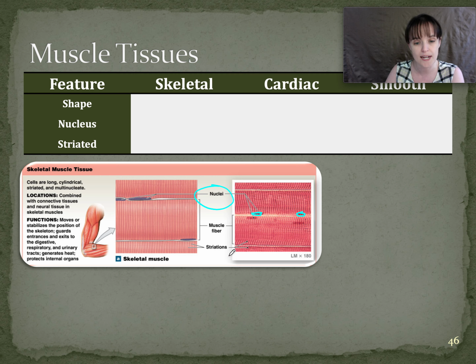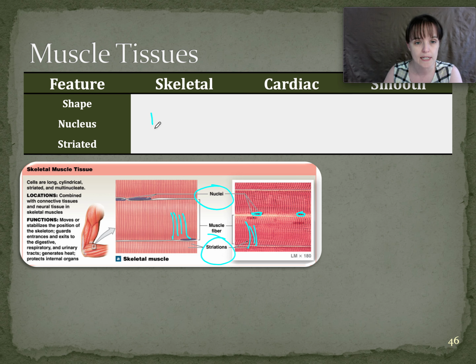Are they striated? And the striations are the stripes. See the stripes? Striated. So skeletal muscle is striated. Is it voluntary? Yes, you decide when to scratch your nose. Some of the skeletal muscles can be moved involuntarily, like hiccups, even breathing, but generally, yes.